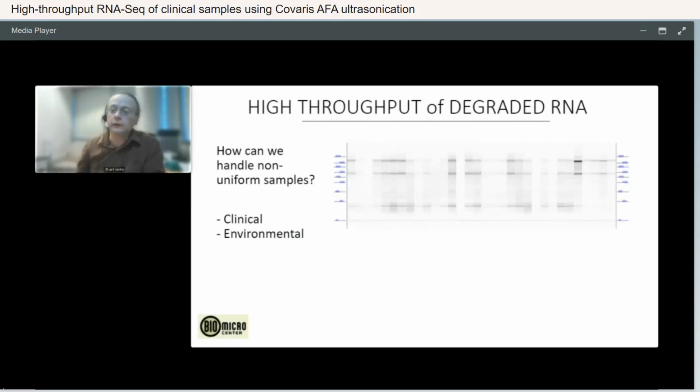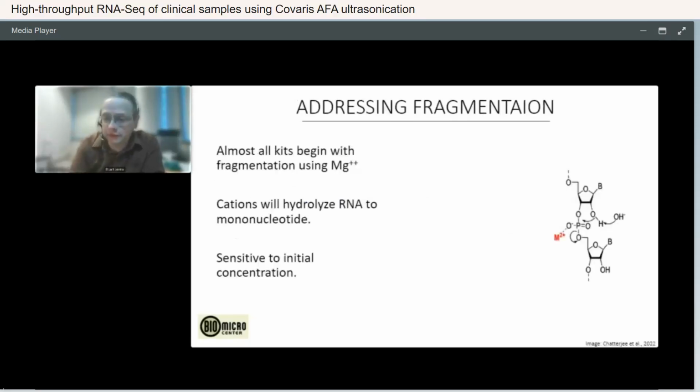So what do we do in this case? Well, the challenge for RNA-Seq is that the very first step in all of these methods is the fragmentation of RNA using cations. And typically this is magnesium. And you use heat with the magnesium, and that results in the RNA fragmenting. However, this process will continue to hydrolyze the RNA down to mononucleotides. So you have to capture it in the middle.